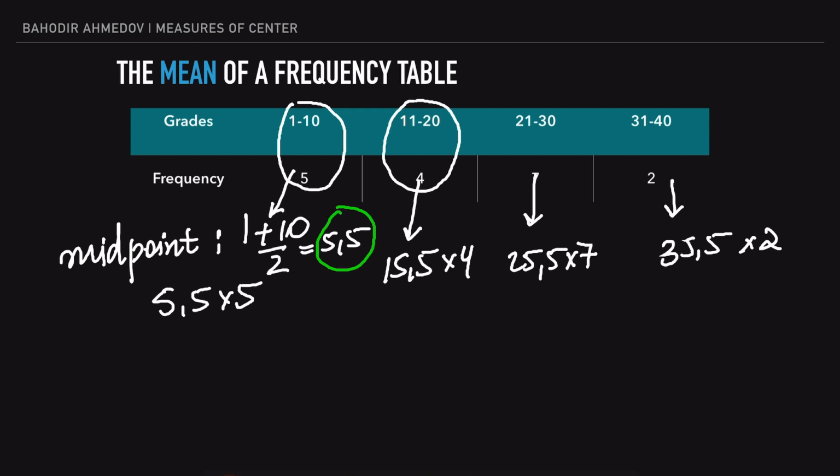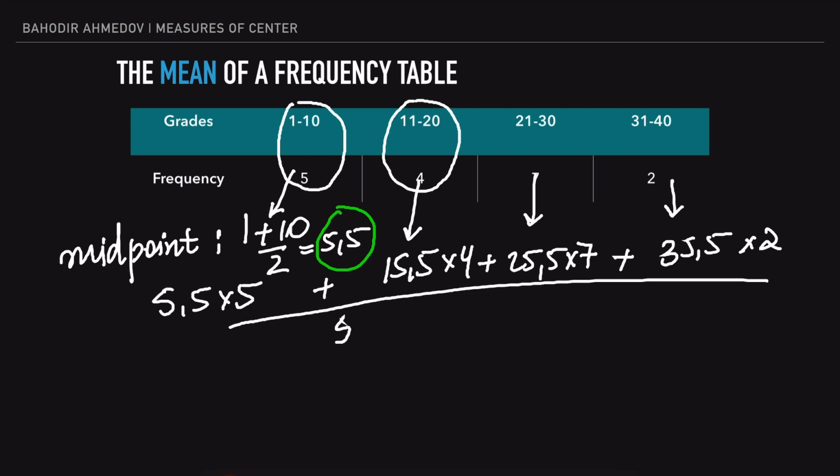Since I know how many of them there are, I'm just going to find the sum of all of these values, and I'm going to get this number. If you remember, in order to calculate the mean, we need to divide by the number of values. How many numbers do we have in the set? We have 5 of 5.5, 4 of 15.5, 7 of 25.5, and 2 of 35.5. So the total number of values in the sample is equal to 18.